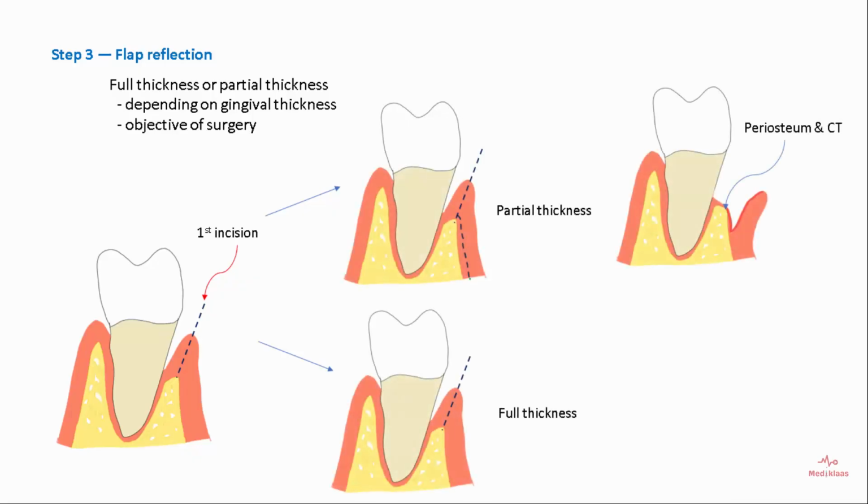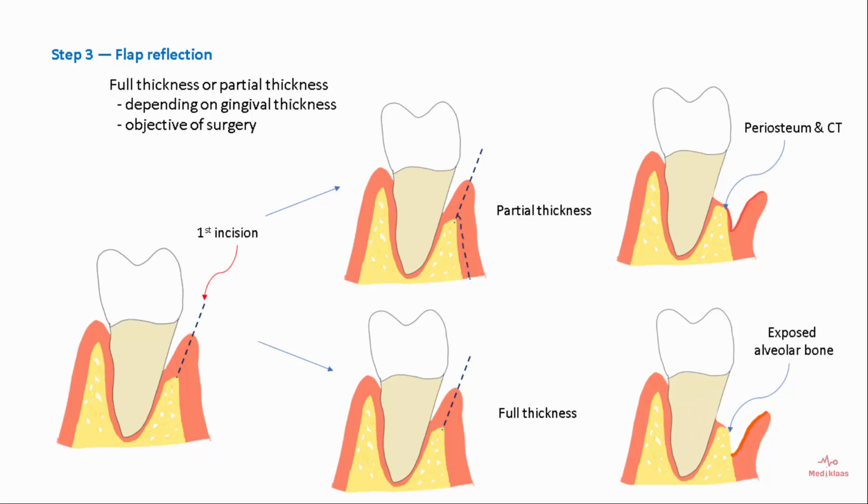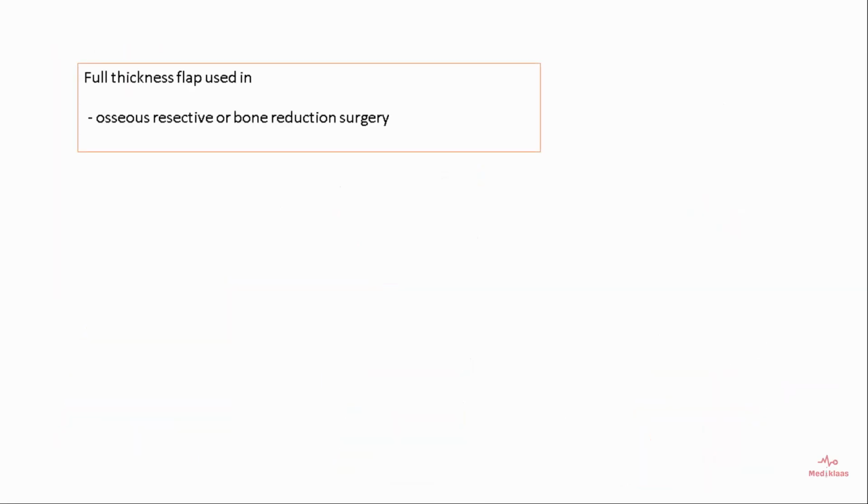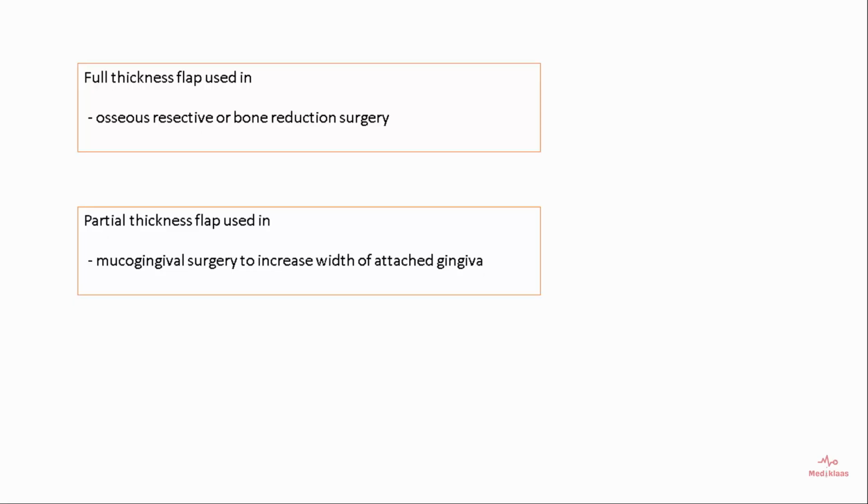In partial thickness flap, the periosteum along with some portion of connective tissue is retained over the alveolar bone, whereas in full thickness flap, the alveolar bone is exposed by reflecting the mucoperiosteum. Full thickness flap surgery is used in osseous resective or bone reduction surgery. Partial thickness flap is used in mucogingival surgeries to increase the width of attached gingiva. It can also be used to eliminate pocket without the need for osseous or bone reduction.